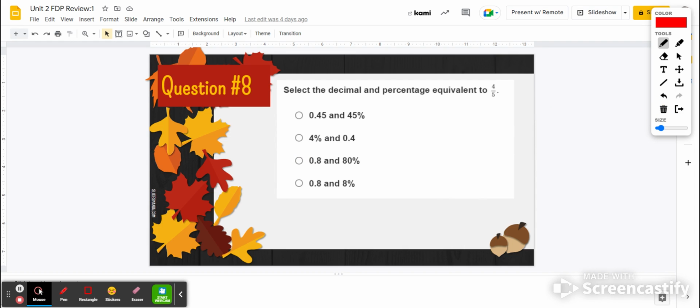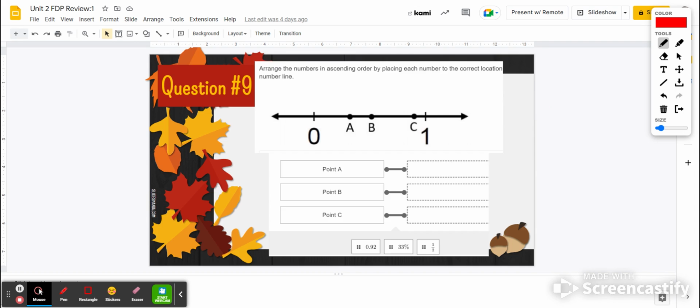Let's see if we can get question number 9 up. There we go. All right, arrange the numbers in ascending order by placing each number to its correct location on the number line. We have 92 hundredths. Remember we said we wanted to see what score we wanted on our test. We definitely don't want 33%. We know that half is 50%. And if we really wanted to change this 92, it would be 92%.